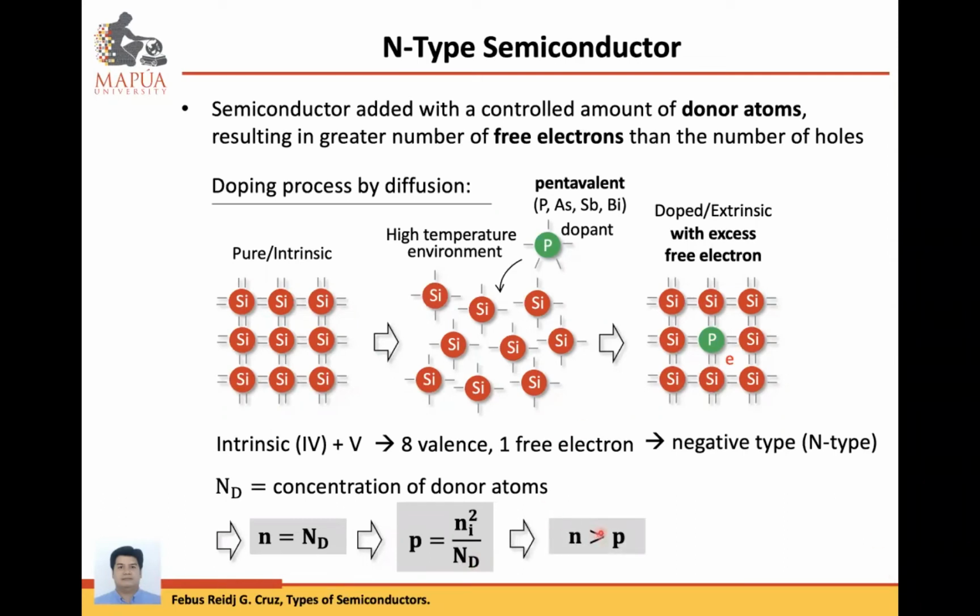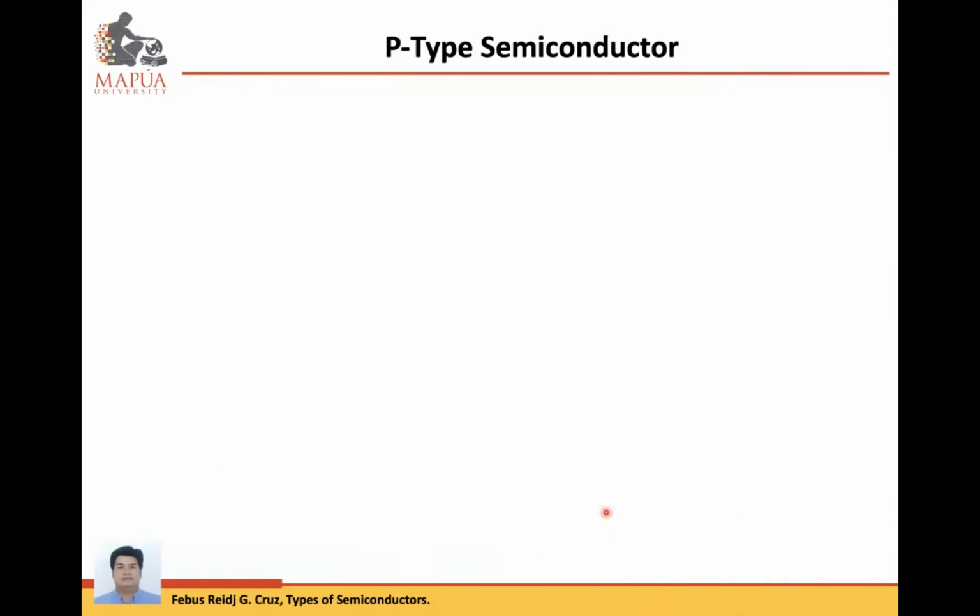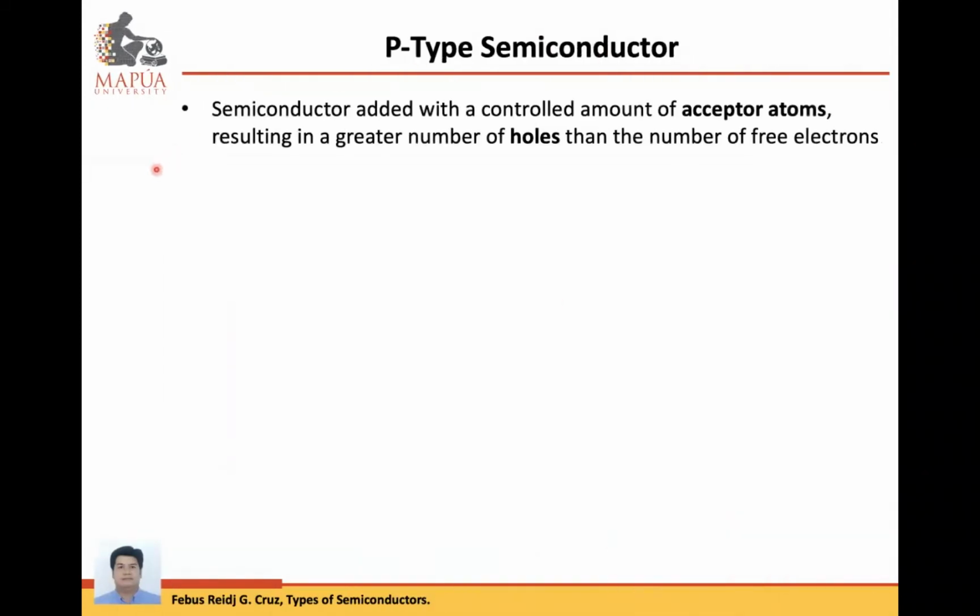Alright, so ito yung pinaka-summary or description natin. No? For an N-type, we expect that the number of free electrons will be more than the number of holes, making it negative type or N-type material. Now for the P-type, this is a semiconductor added with a controlled amount of acceptor atoms. That results in greater number of holes than the number of free electrons.